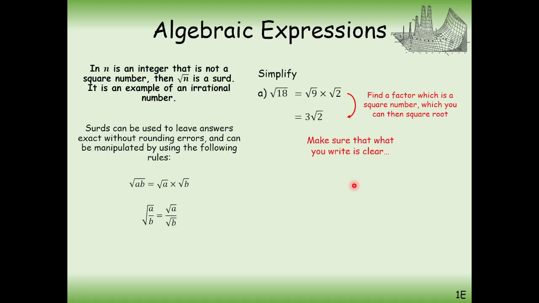Make sure that whatever you write is very clear. Find a factor which is a square number, then the square root becomes like this. You have to be very careful. 3 into root 2 and cube root 2 will be different, both are different. And for this problem again you can go like this. For 20 we are putting it as root 4 into root 5. Root 4 is 2, the 2 will get cancelled, and the answer will be root 5.